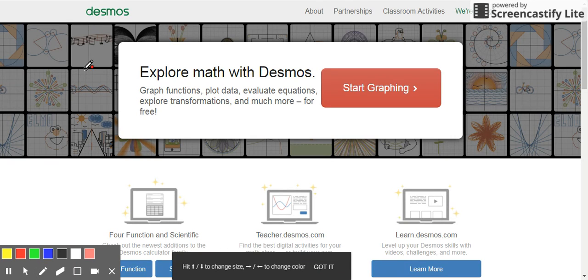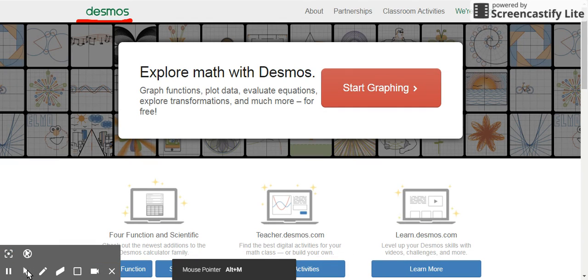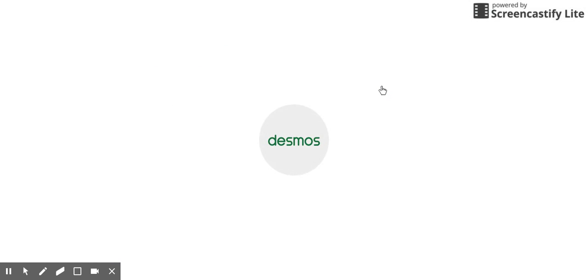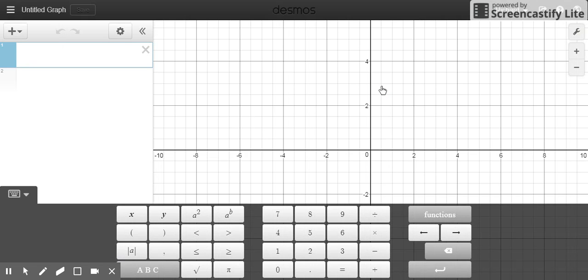So to start us off here, we're going to start by going to desmos.com, as you can see right up here on the top. Great graphing tool I want you guys to utilize in class. Makes things a lot easier for all the graphing things we're doing. And so once you're there, you're just going to hit Start Graphing.